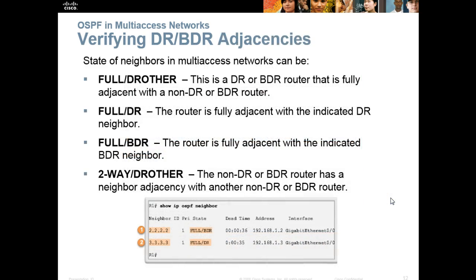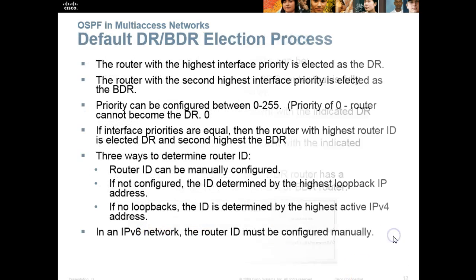So you verify the adjacencies, and it'll tell you if it's a DR other, and if it's in full state, fully adjacent with DR or BDR, because the adjacency has to be full in order for it to be a neighbor. All right, and the differences here: full DR other, full DR, full BDR tell you which it is on each router, and if it's been all set up. And now if it's a two-way DR other, then it's got a simple connection with a non-BDR, non-DR.